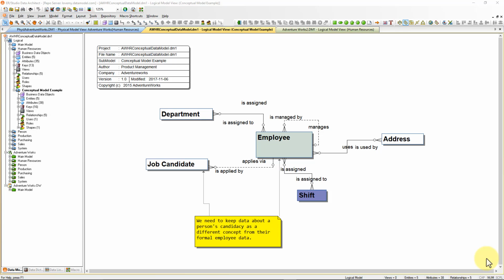So what we see here in this data model is we have an employee concept or entity, a department, a job candidate concept, a shift, and an address. We also see down here a note, so a graphical representation of a sticky note that has a comment about the differences between employee and job candidate.